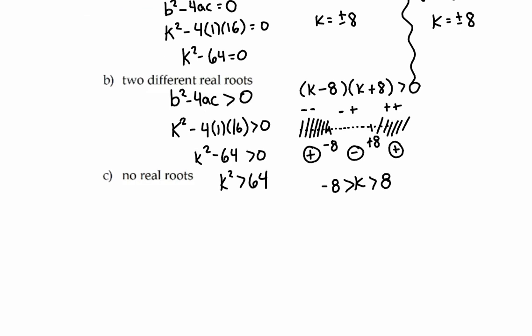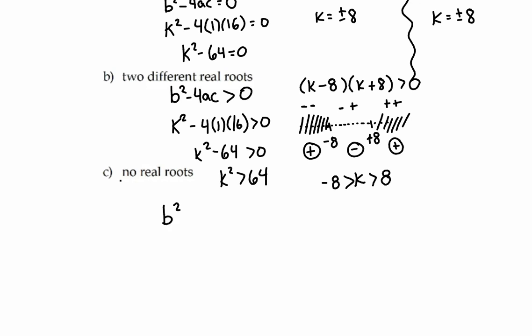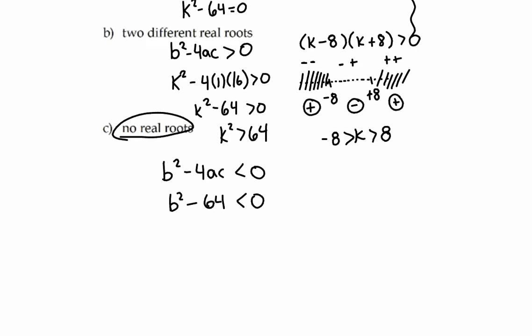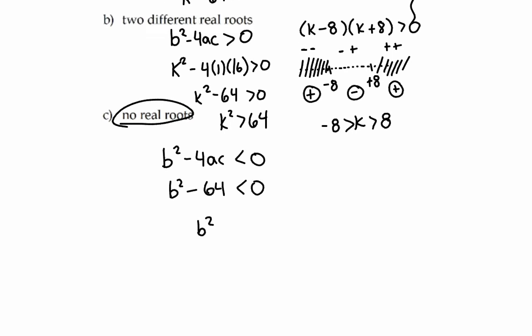Same idea for the last one. When we have no real roots, b squared minus 4ac has to be less than 0. Remember 4ac was equal to 64? So when is b squared minus 64 less than 0? Or, add 64 to the other side: when is b squared less than 64?